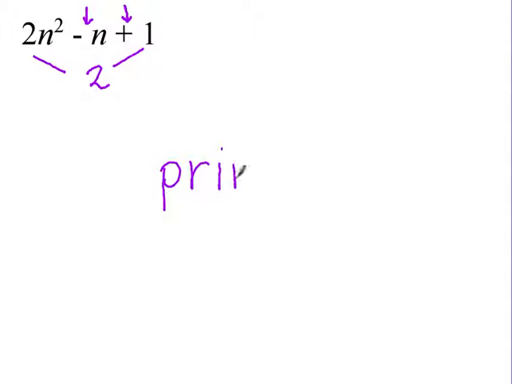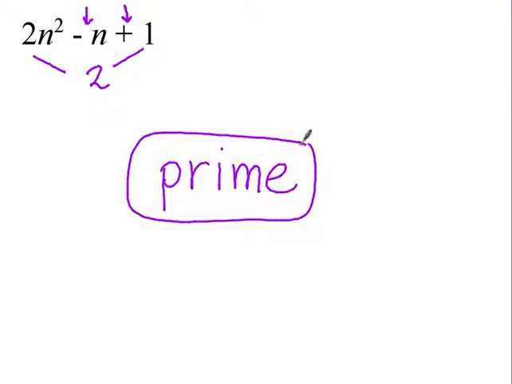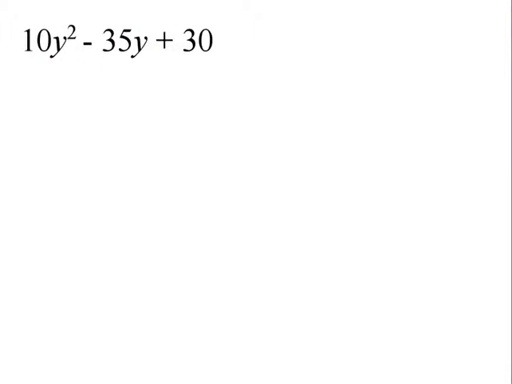Whenever you can't factor something, you write the word prime. I know in the past we've written things like no solution, but when you can't factor something, you write prime. And you're done. Is there a symbol for it? No, there's not a symbol for it. You just have to know how to spell it.